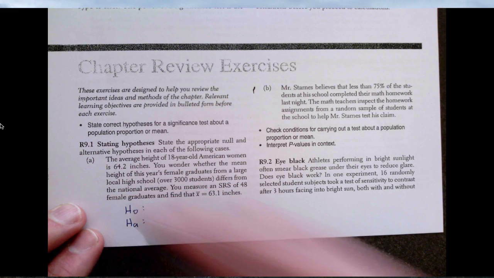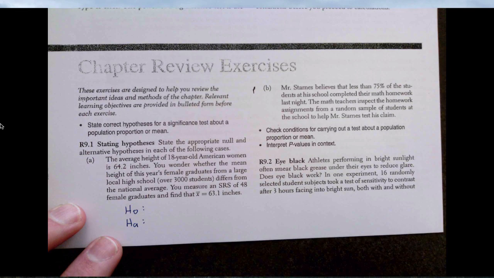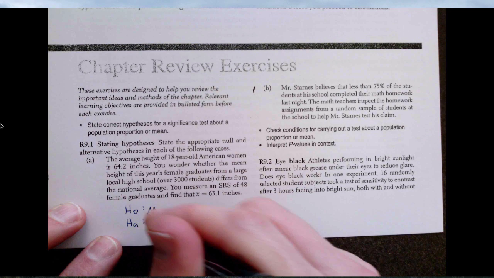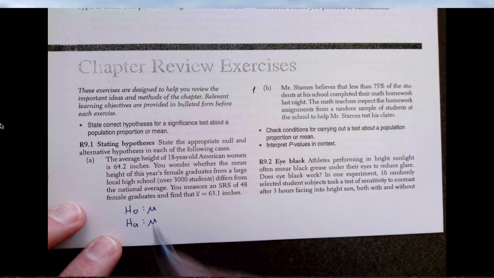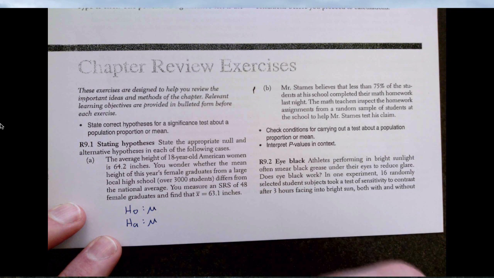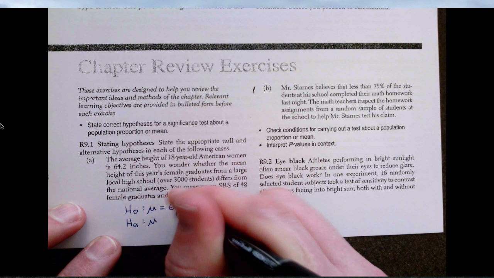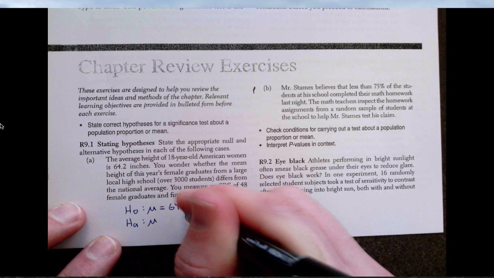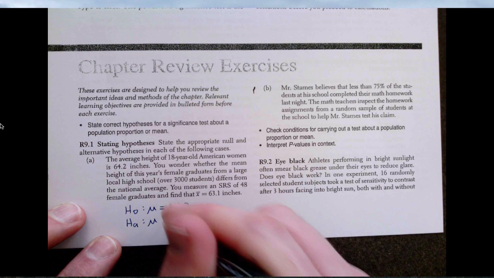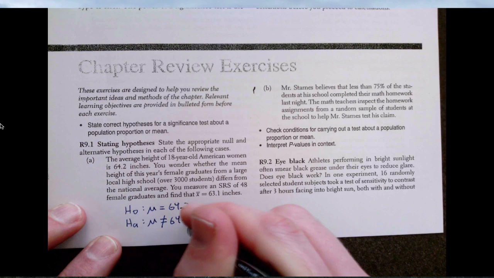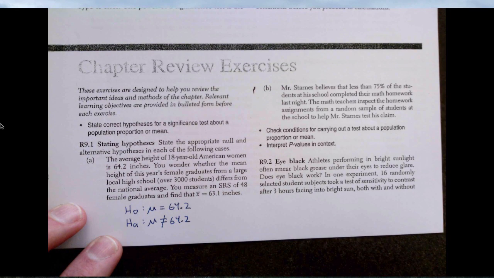Okay, so as the kids call it, the Ho and the Ha. Make sure you use mu here, not X bar. In each case, we're looking for the true mean. And we go with the previously known value of 64.2. That's the claim. And then what we're checking for is to see if it's still the same, which is a not equal to test. Sometimes we assume that it's greater than or less than, but that's it.